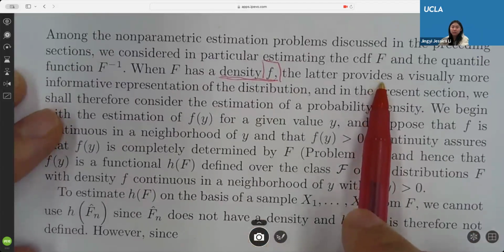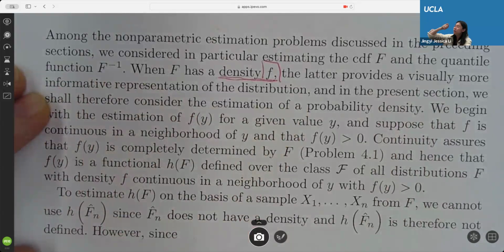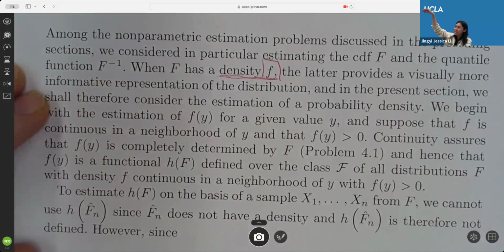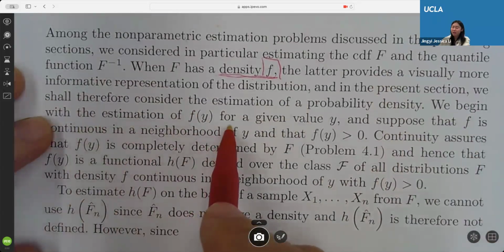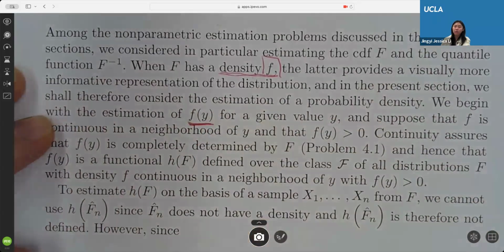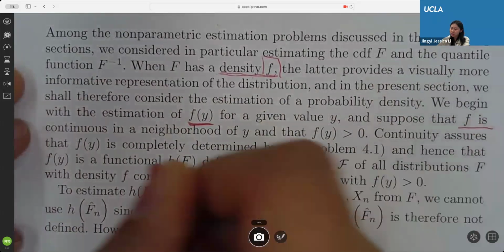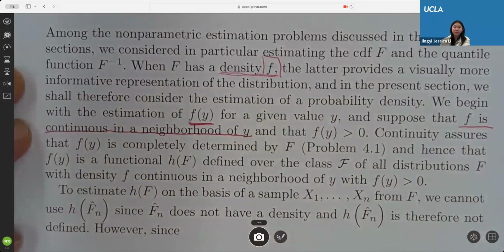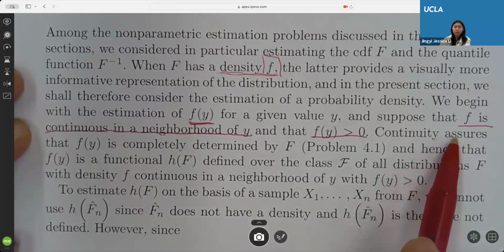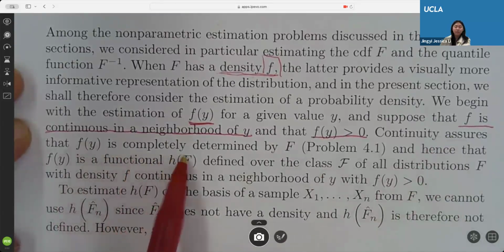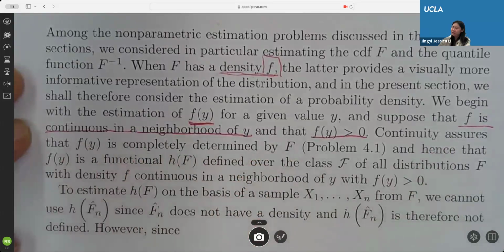then the small f provides a visually more informative representation of the distribution, because with density you can see where the mode is. But the CDF function changes from 0 to 1, so it's not so easy to visualize. Okay, we begin with the estimation of f(y) at a given value of y. So we fix y and want to estimate f(y). Suppose that f is continuous in a neighborhood of y and f(y) is positive. These are the conditions we have. Continuity assures that f(y) is completely determined by F: you can take the derivative at y, and that's f(y).